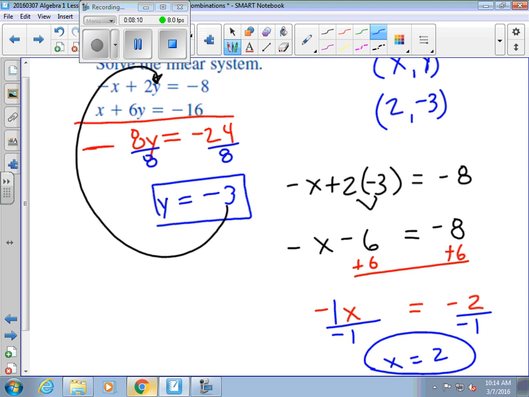Negative x, or -2, plus 2 times y, 2 times -3 is -6. -2 minus 6 is indeed -8. Positive x, or 2, plus 6 times y, 6 times -3, which is -18. 2 minus 18 is, in fact, -16. Therefore, this is the solution to your system of equations: (2, -3).